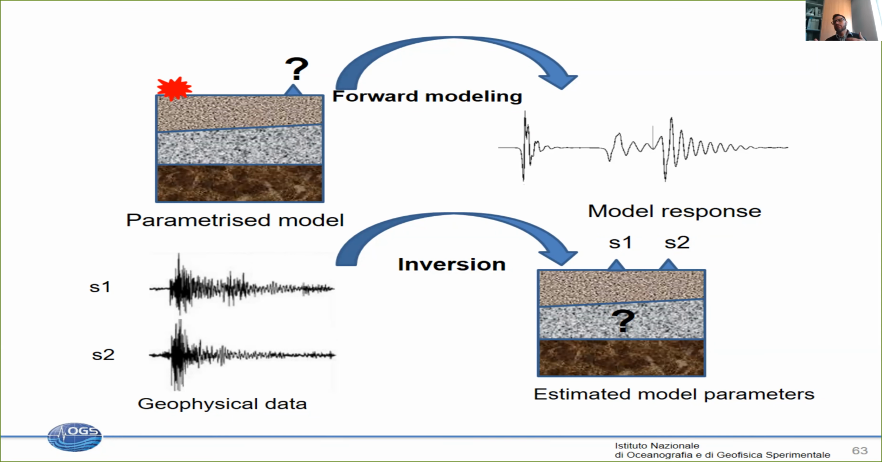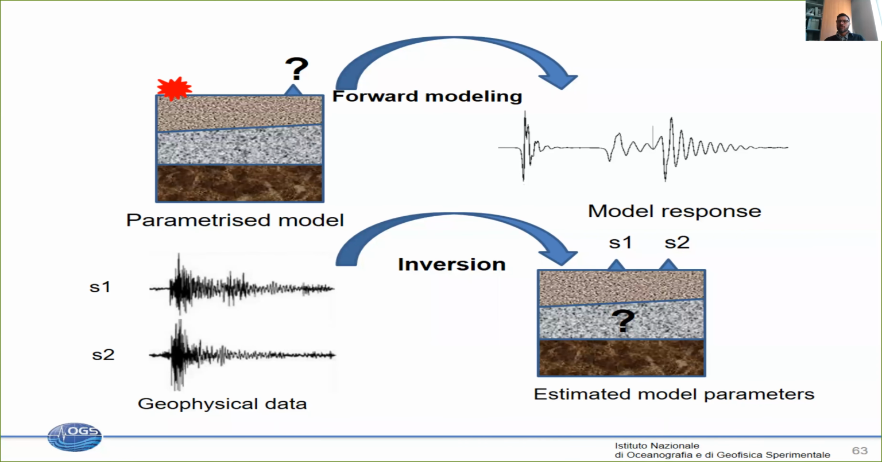Or I can generate some synthetic H over V. Or I can generate some synthetic dispersion curves, for example. When I talk about inversion, I don't know, for example, what my model of the underground is. I have no idea, but I have recordings at these stations, which are at the surface. So from this recording, I want to estimate information about the structure of the underground. So this is my inversion, or my inverse problem.